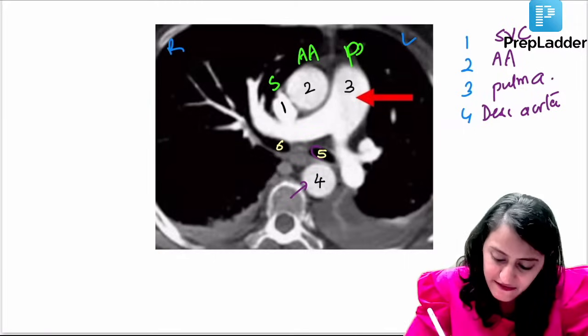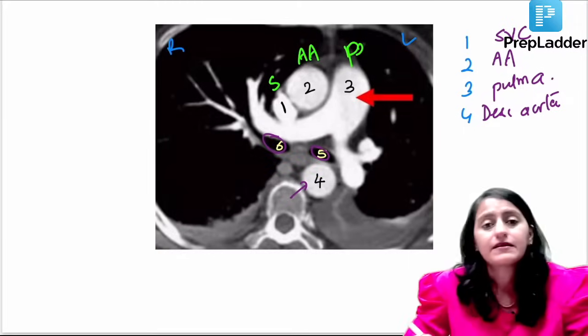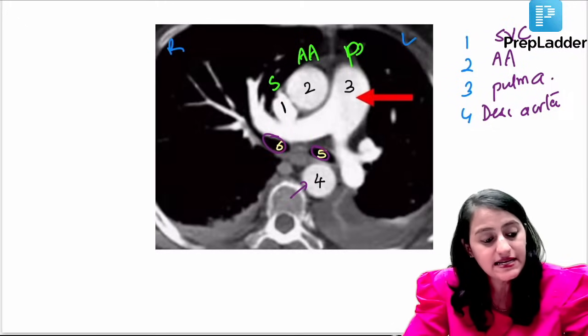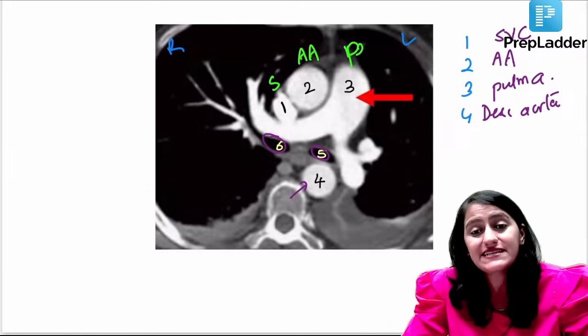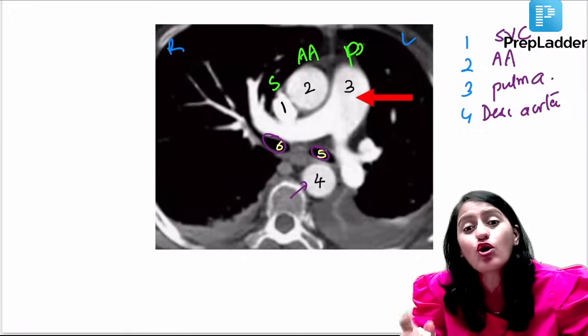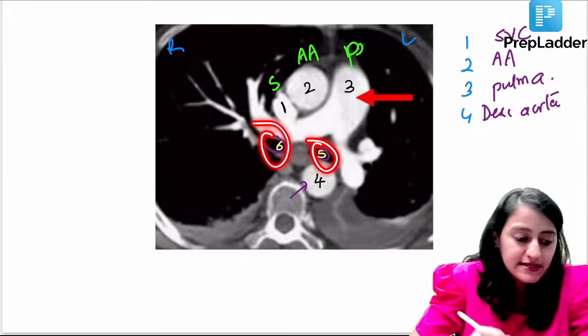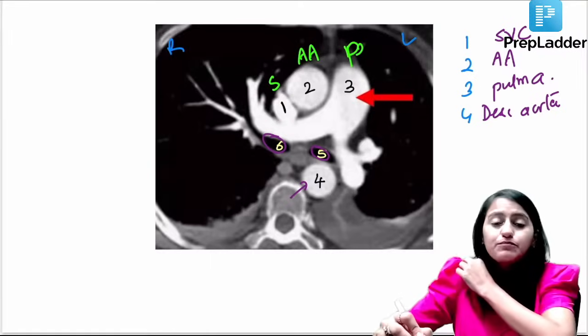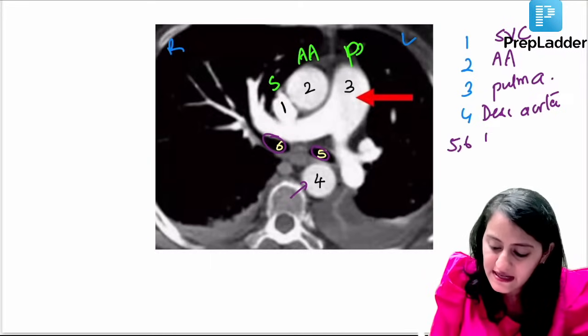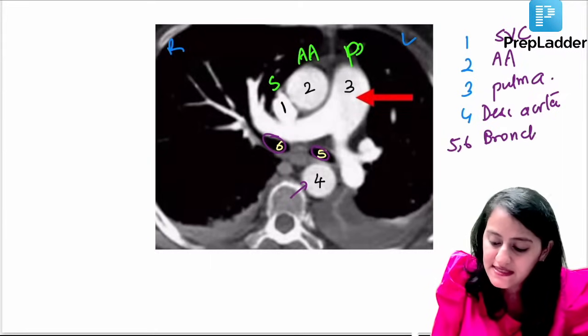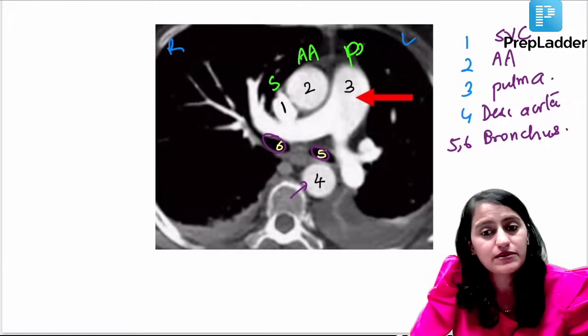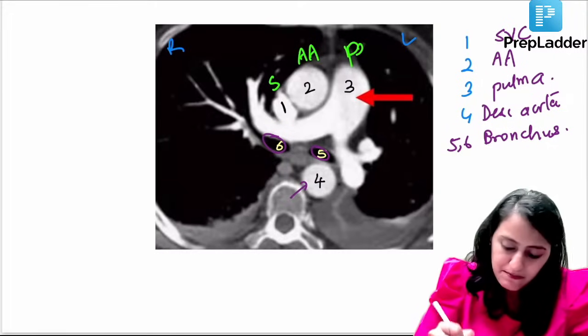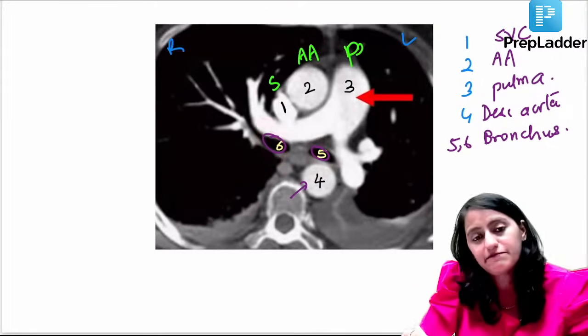What is 5 and what is 6 here? 5 and 6 you can see are containing air. They are black color, right? And that is the trachea, which is already divided into the bronchus. So 5 and 6 are the bronchus. 5 and 6 are the right and the left bronchus, air containing. Is this clear with everyone? Very, very important, right? This is right bronchus, this is left bronchus.